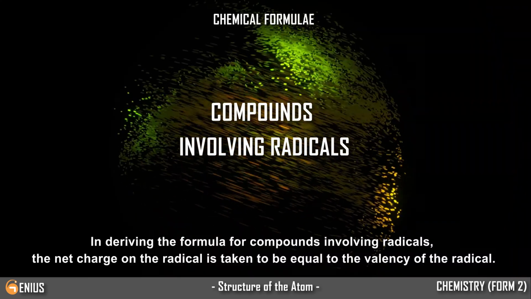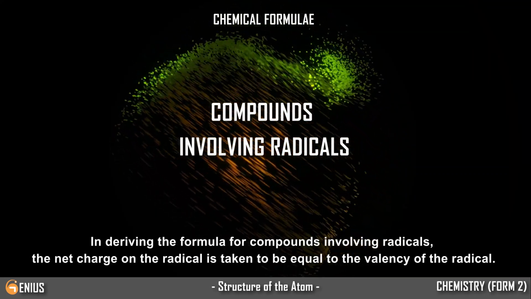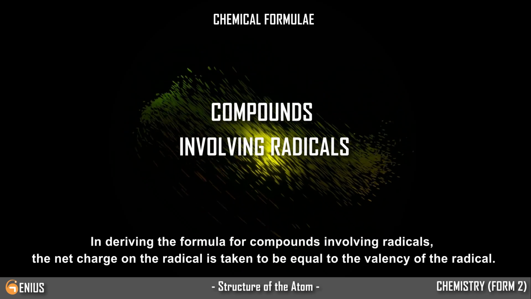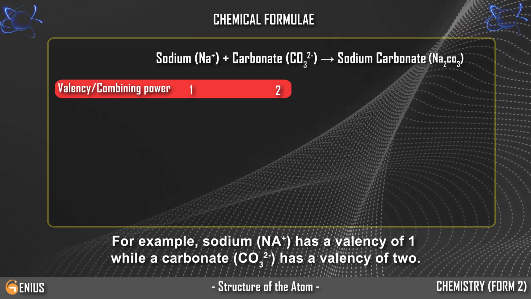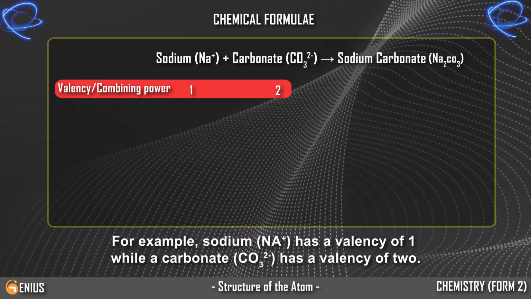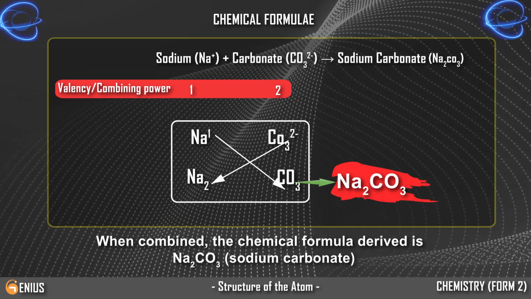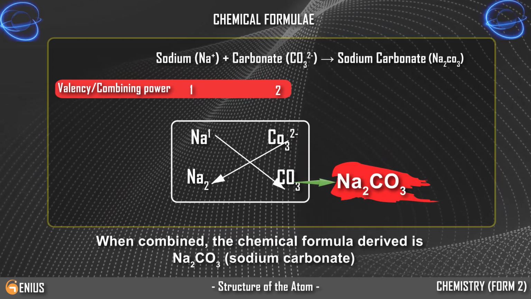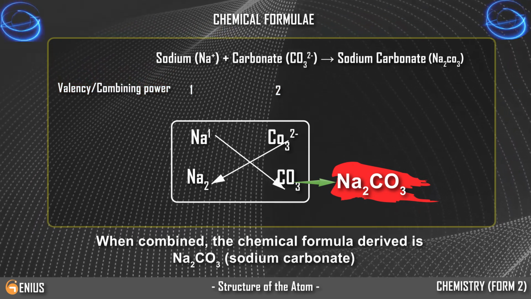In deriving the formula for compounds involving radicals, the net charge on the radical is taken to be equal to the valency of the radical. For example, sodium has a valency of 1 while carbonate has a valency of 2. When combined, the chemical formula derived is Na2CO3, sodium carbonate.